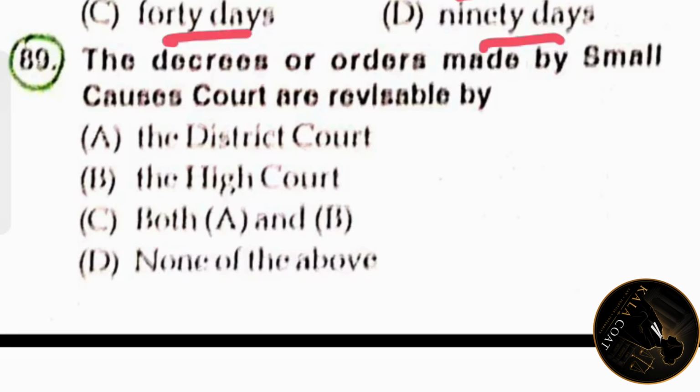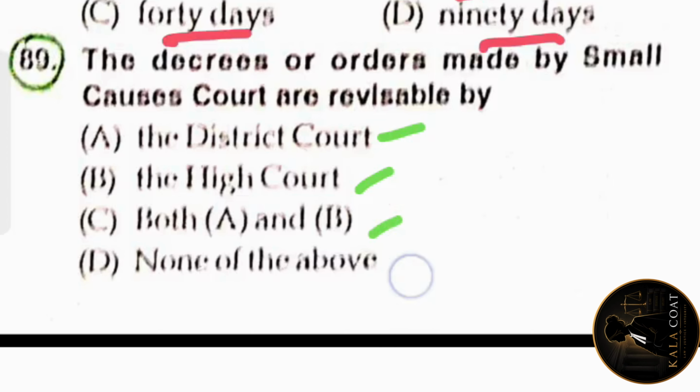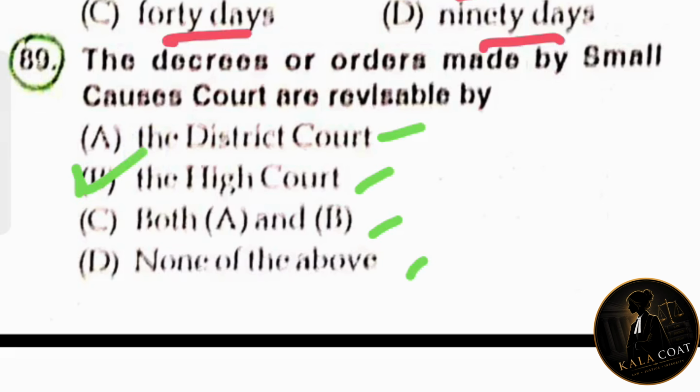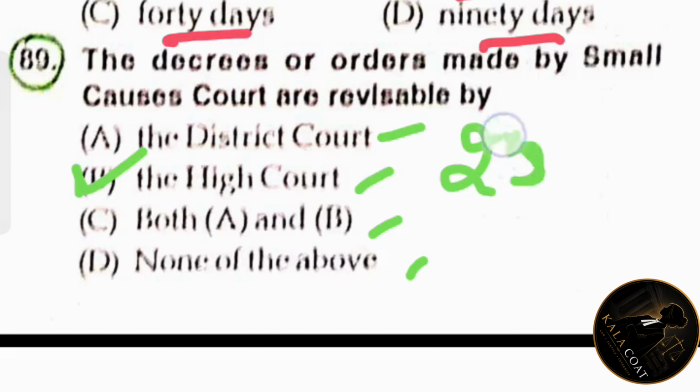Question number 89. The decrees or orders made by small causes court are revisable by district court, high court, both A and B or none of the above. Correct answer is the high court. Option B is the right answer. Where is it provided? It is provided under Section 25 of the Provincial Small Causes Courts Act.